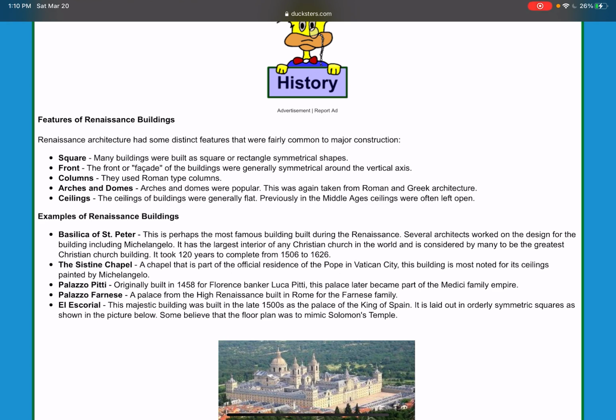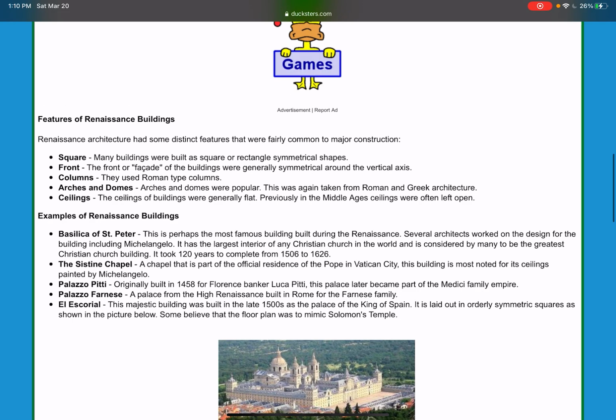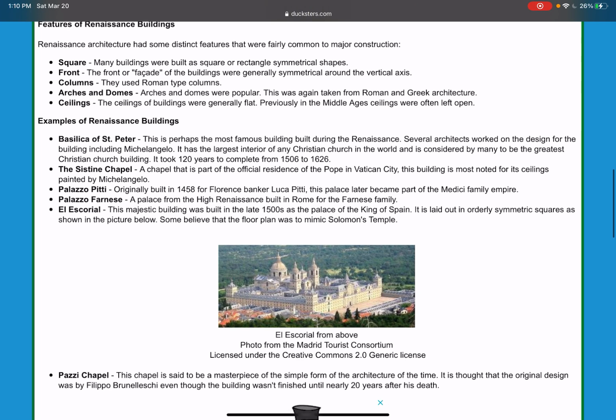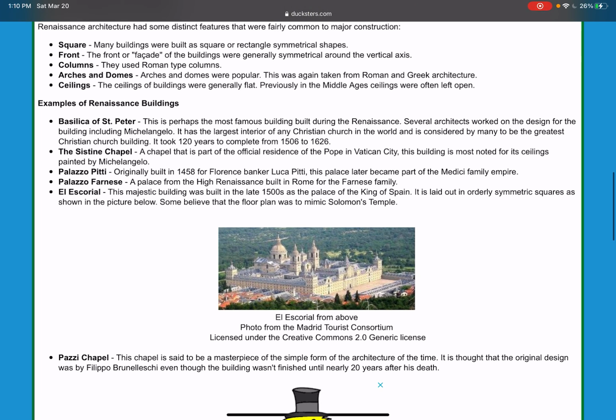Ceilings. The ceilings of buildings were generally flat. Previously, in the Middle Ages, ceilings were often left open. Examples of some of the Renaissance buildings are the Basilica of St. Peter. You'll need to know that one. The Sistine Chapel. You'll need to know that one, but for a different reason.